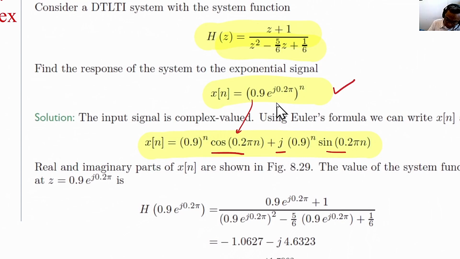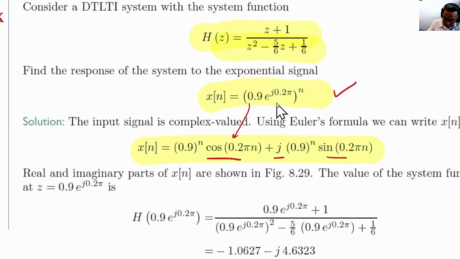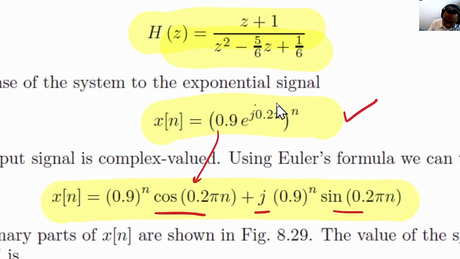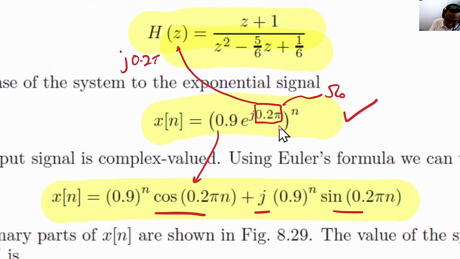Now, how do we work on this problem is this. We identify the frequency omega naught. The input signal omega naught is 0.2 pi. We substitute this value as j 0.2 pi for z. So it's simply z equals 0 plus j 0.2 pi.